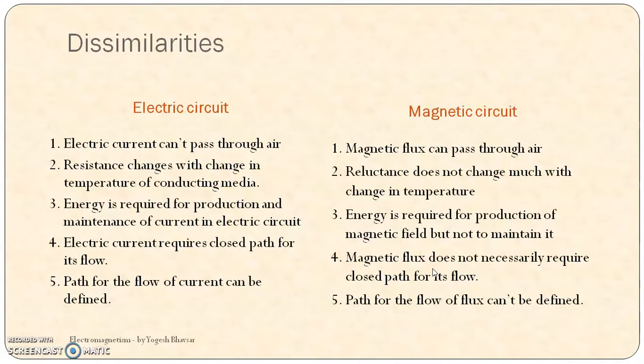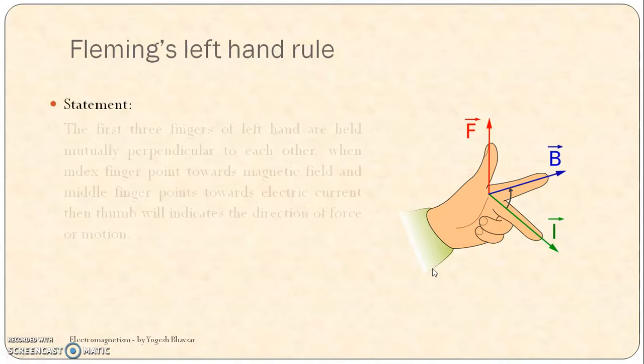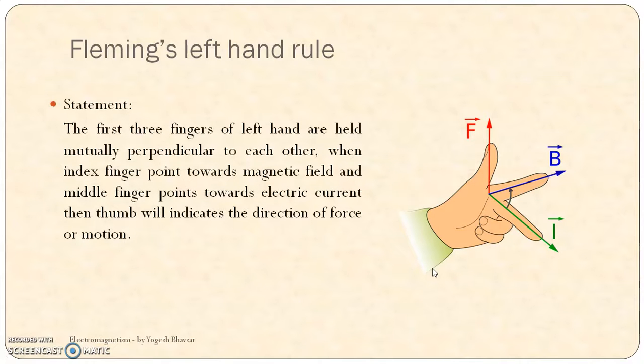So hope you understood the similarities and dissimilarities in electrical and magnetic circuit. Next we are going to cover Fleming's left hand rule. Now what does the Fleming left hand rule suggest? If we know the direction of magnetic flux and current, then we can define the direction of force. So this is the statement given by Fleming's left hand rule.